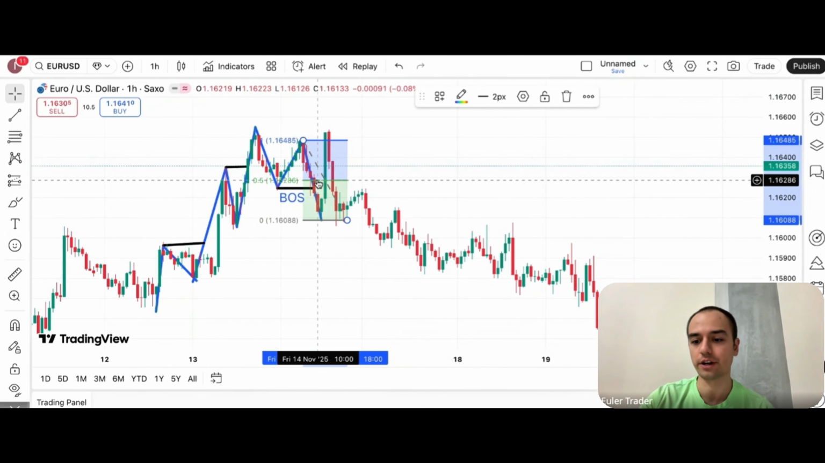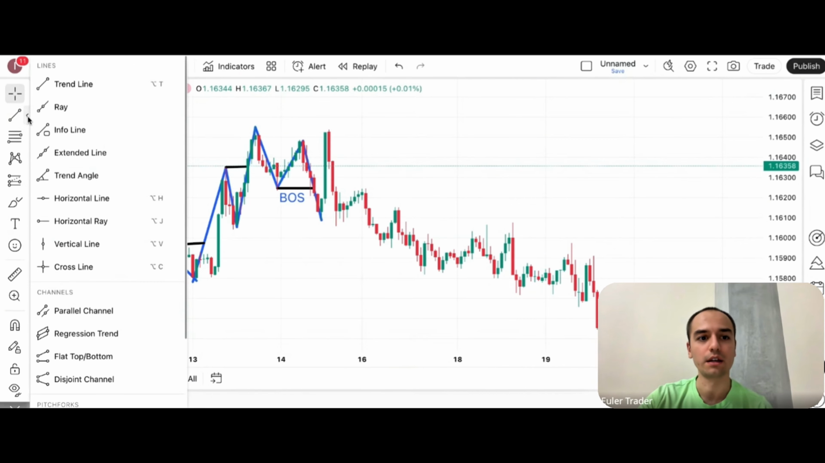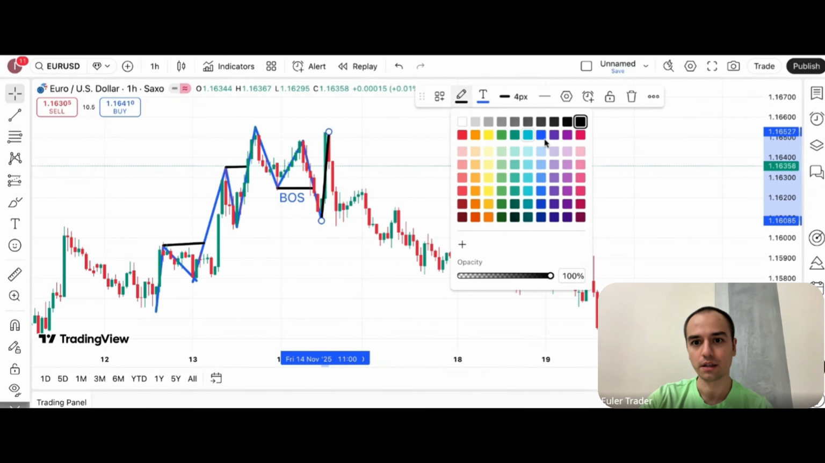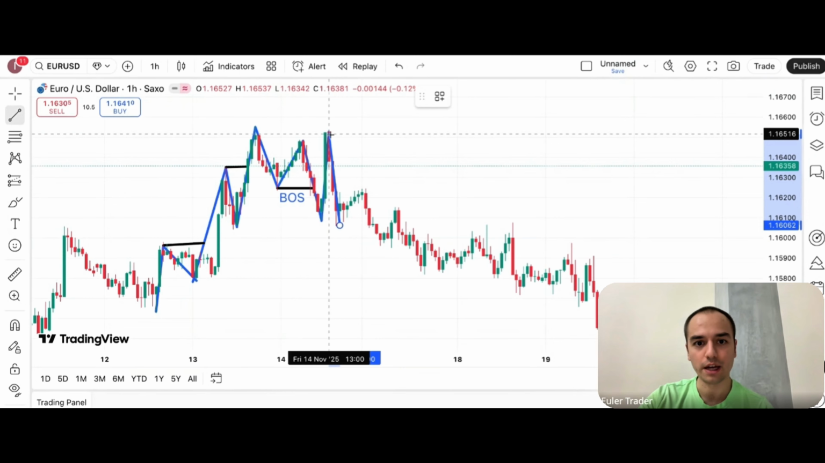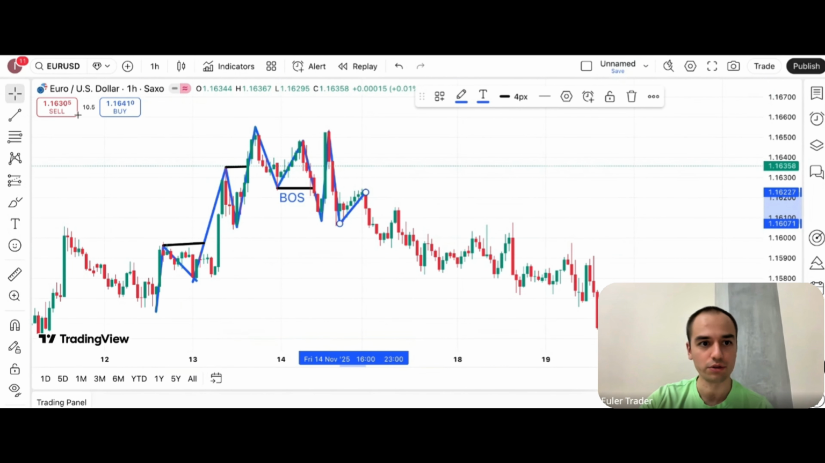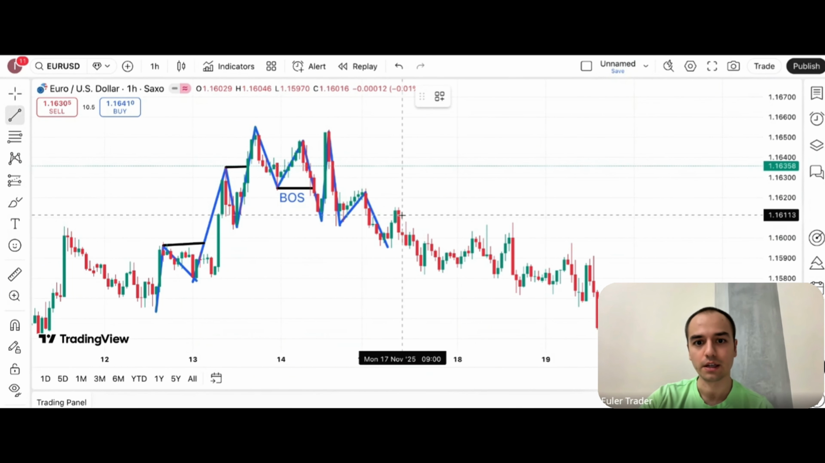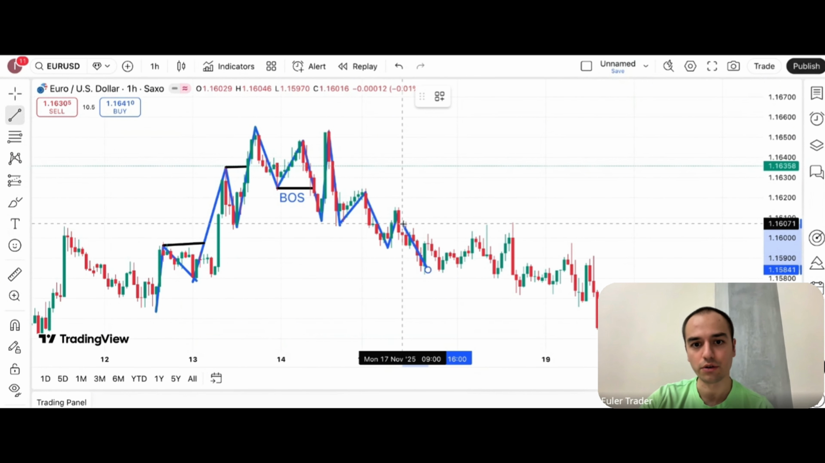So essentially what we're looking at here is the break of structure. So the break of structure happened. That means that, again, let me continue the drawing. So that means that we are going to have a downtrend from now on. So we're going to have lower lows and lower highs from now on. So we are having our lower lows and so on.